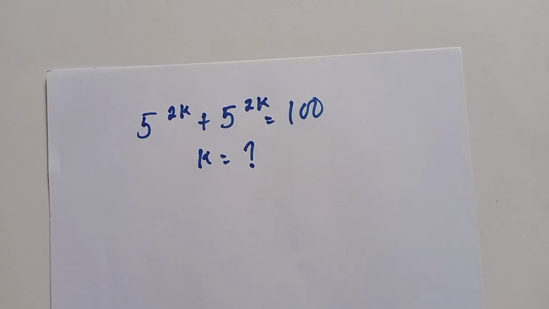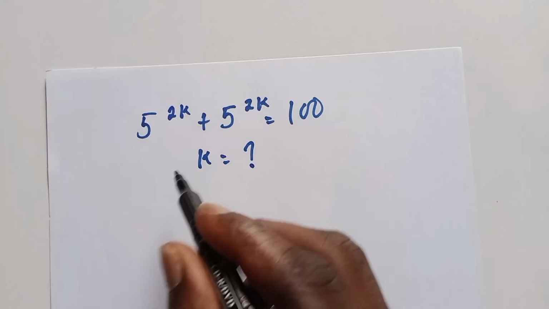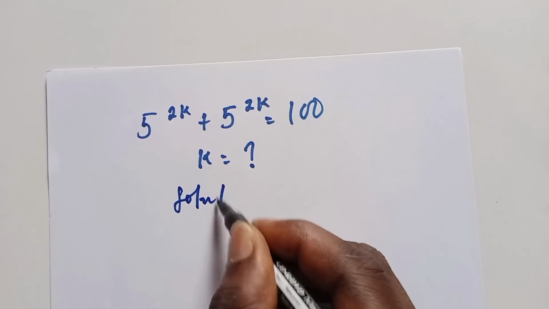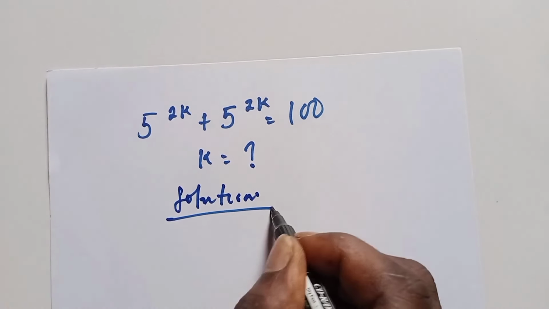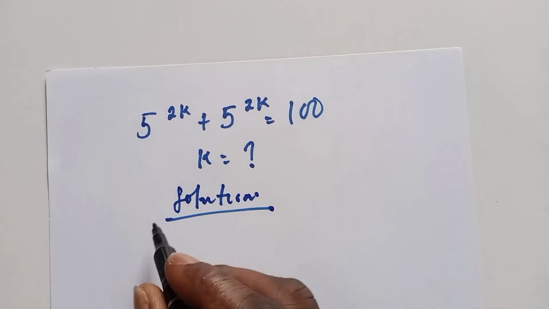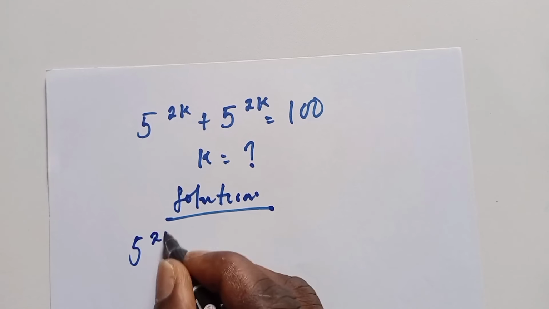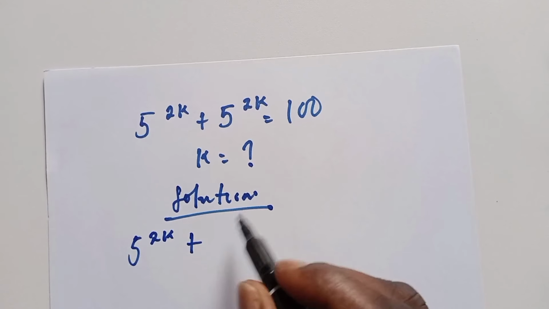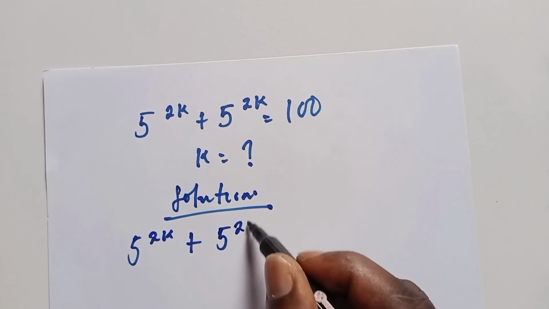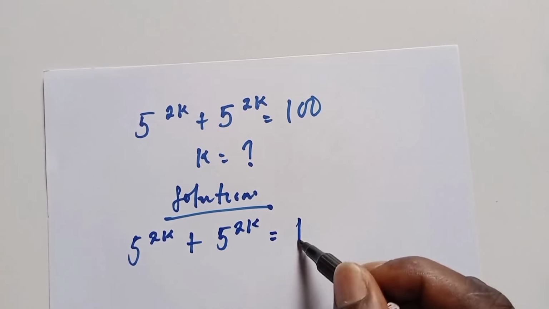Today we are going to solve this exponential equation: 5 raised to power 2k plus 5 raised to power 2k is equal to 100. What is the value of k? So, solution. We have our equation 5 raised to power 2k plus 5 raised to power 2k is equal to 100.